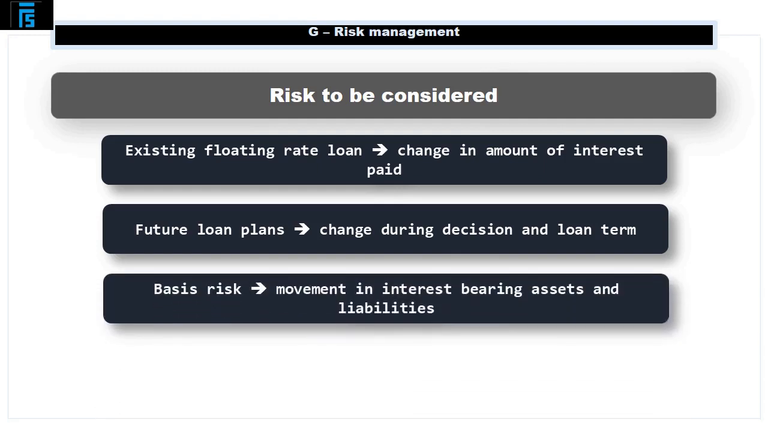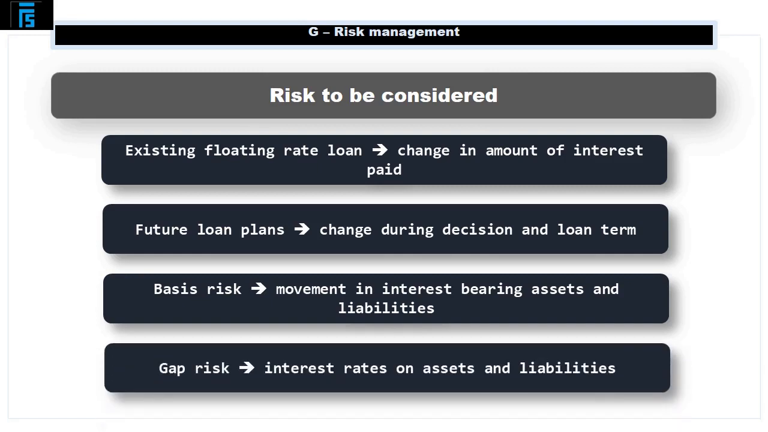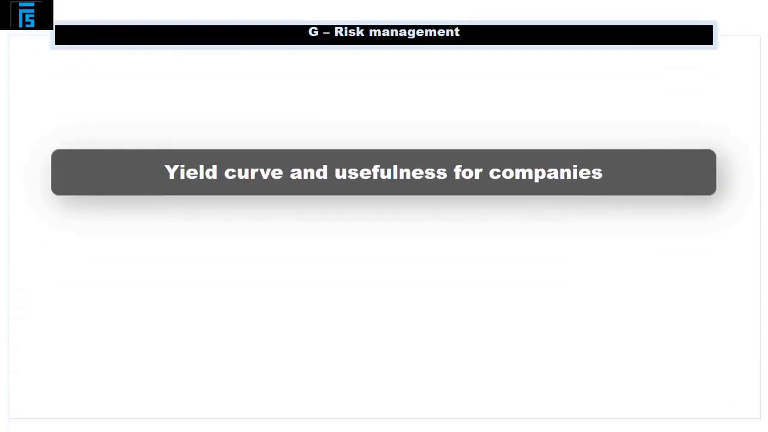3. Interest-bearing assets and liabilities may not move in line with each other. This is known as basis risk. And 4. Interest rates on assets and liabilities may change at different times. This is known as gap risk. The last two aspects are mainly relevant to banks and are not considered in detail here. However, we will now look at the first two in more detail.